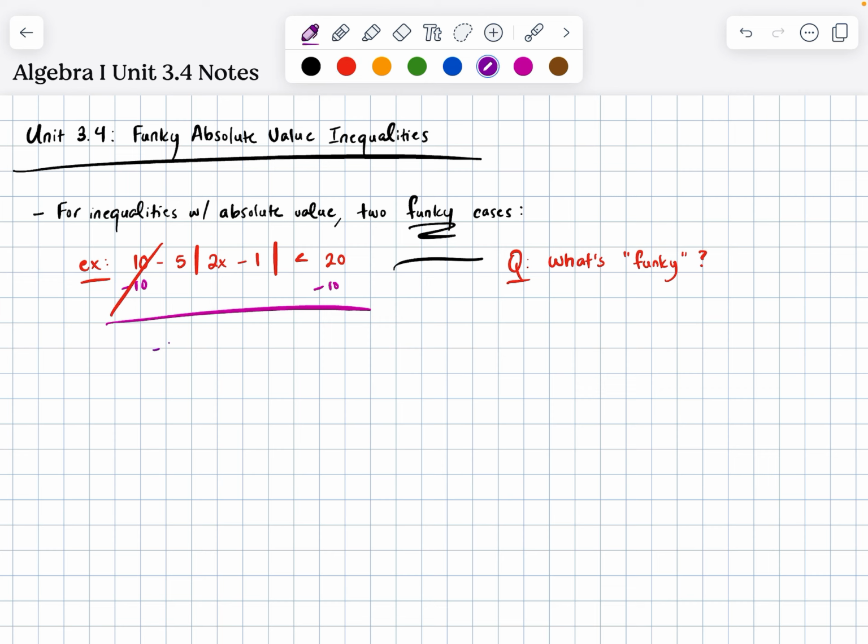subtracting 10, right? That leaves me with negative 5 times the absolute value of 2x minus 1 is less than 10. And then I'll divide both sides by negative 5.